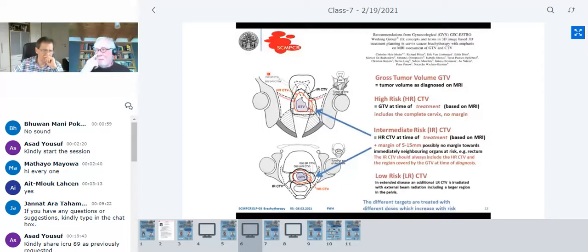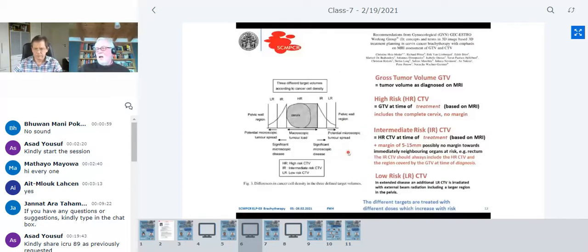So these targets are defined at every treatment, for every fraction of brachytherapy, on new images which were taken recently before the brachytherapy session. And the segmentation and diagnosis of all of this is a task, of course, for the radiation oncologist. But as physicists, of course, we need to understand what this is.